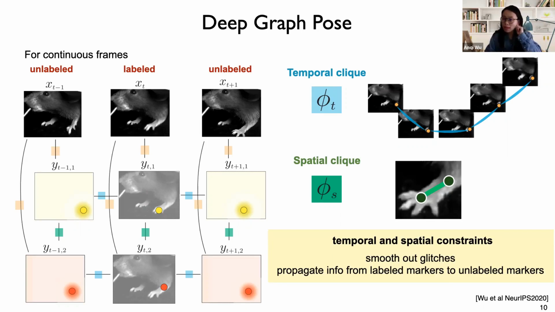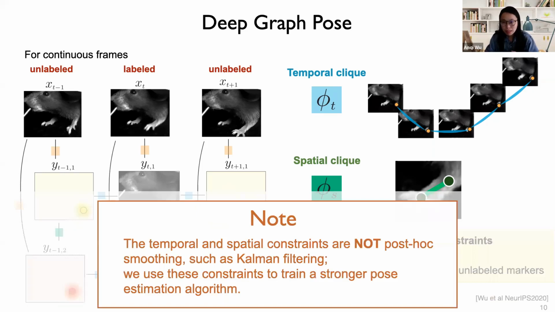Moreover, we hope that the additional links we add to the graph could propagate information from labeled markers to unlabeled markers. And note that the temporal and spatial constraints are not post hoc smoothing after we get the traces, such as applying a Kalman filter to the extracted traces. We use these constraints to train a stronger, better pose estimation algorithm.